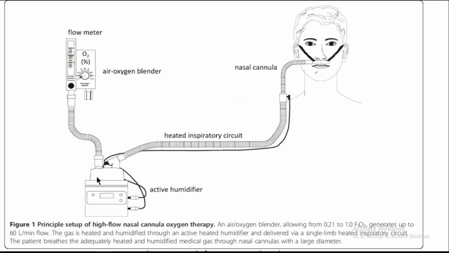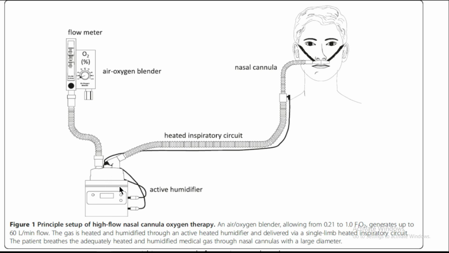We have shown the high flow nasal cannula details here. There is a flow meter by which you can adjust the flow of the oxygen, and there is an air oxygen blender by which you can set the fraction of oxygen, and it can be fixed from 0.21 to 1, that is 21% to 100% fraction of inspired oxygen.